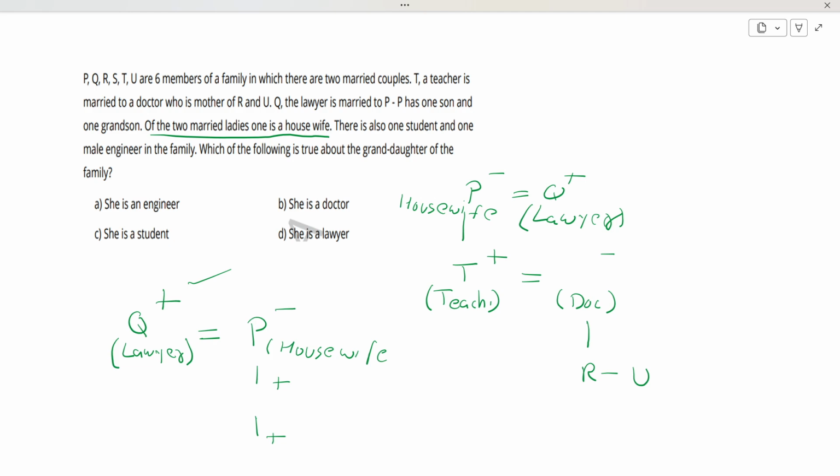Okay, so what is the question? Which of the following is true about the granddaughter of the family? The granddaughter, if R is male, then U would be the granddaughter. If U is male, then R would be the granddaughter.